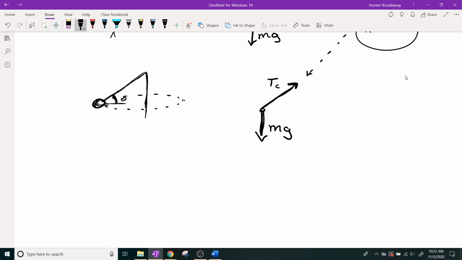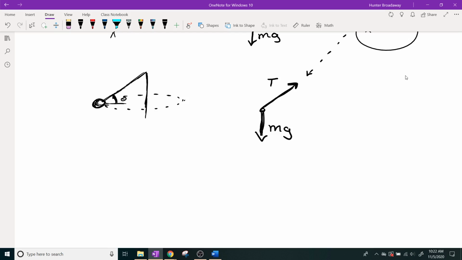I like to call it TC, T centripetal. A lot of physics teachers will just call it T for tension, but I like to put the little C down there to remind me that this is a... well, actually, you know what? Now that I think about this, I can't do that, because that is not a completely centripetal force.